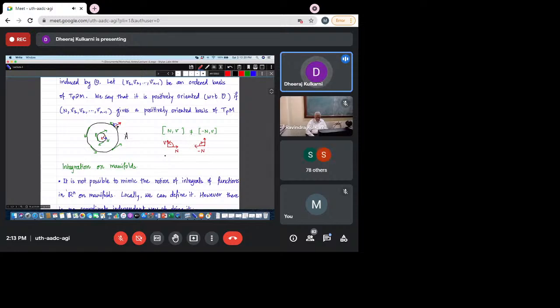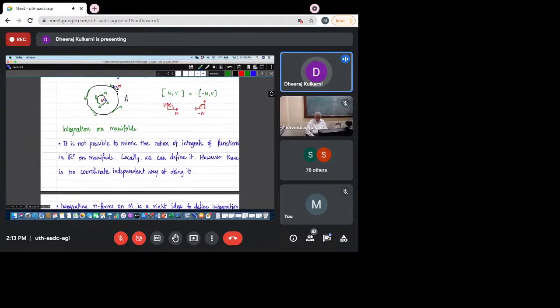Yeah. And also we can have this convention. Let us say that this symbol is such that the orientation of (n, v) is equal to minus the orientation of (-n, v). Because orientation is either positive or negative, we can put this minus sign in front of the bracket. And the same thing we can show: the orientation of (n, v) is the negative of the orientation of (v, n).